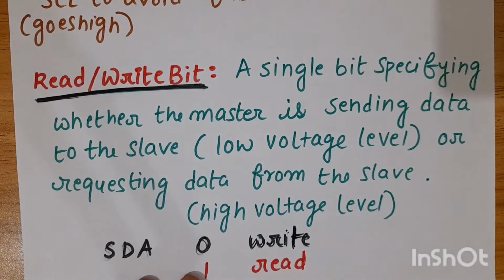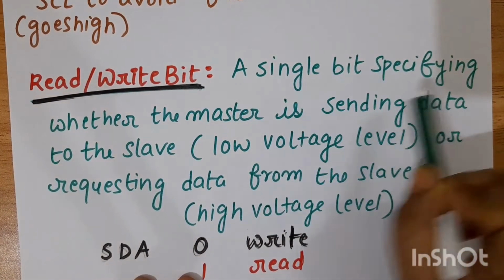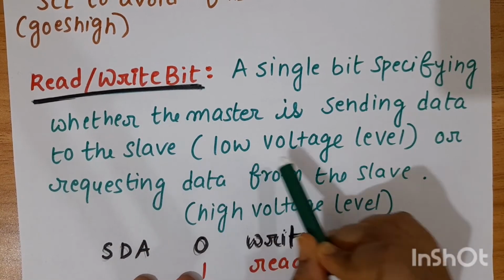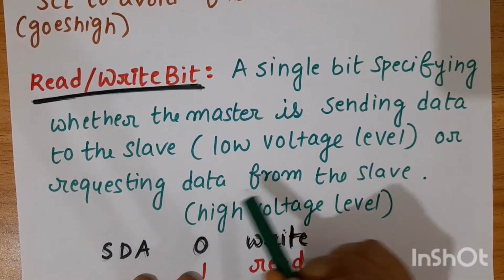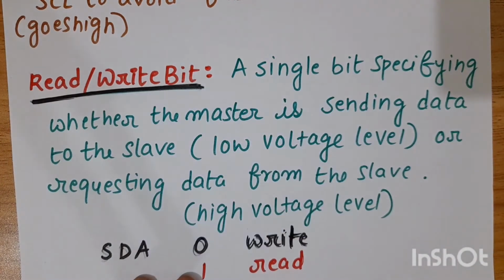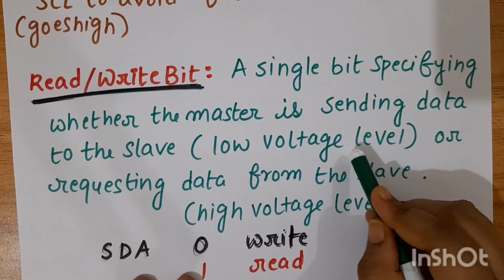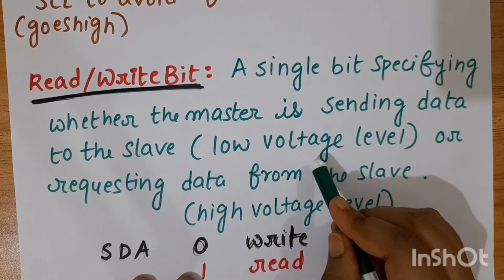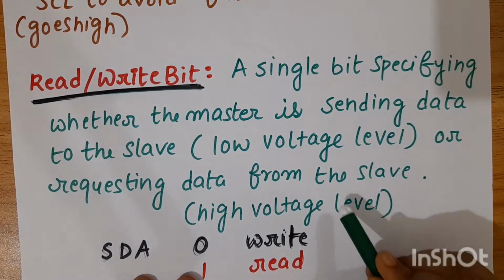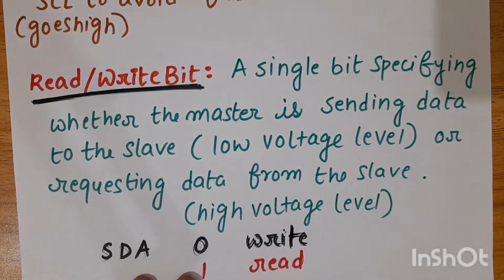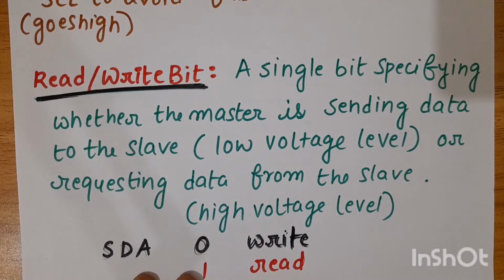Now we will discuss the read-write bit. It is a single bit specifying whether the master is sending data to the slave, low voltage level, or requesting data from the slave, high voltage level. When it is low, that means 0, the master is sending data to the slave, writing data into the slave. When it is high, it is requesting data from the slave, that means it is reading data from the slave.